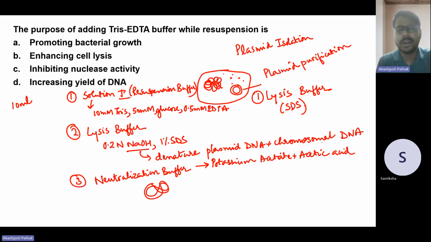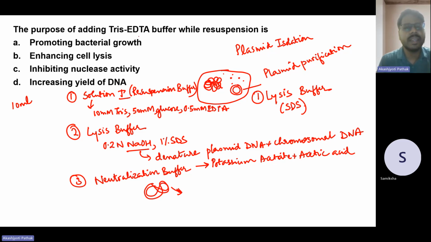But the chromosomal DNA cannot renature in presence of the neutralization buffer. And this potassium acetate precipitates the chromosomal DNA and other proteins which are present in the lysate. While the plasmid renatures, what you do is you take a column which has affinity for this plasmid, and then you pass the solution through this column, and then elute the plasmid DNA, while the chromosomal DNA and all these get precipitated, and these precipitates are removed.